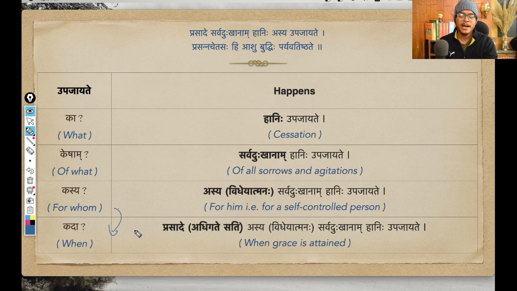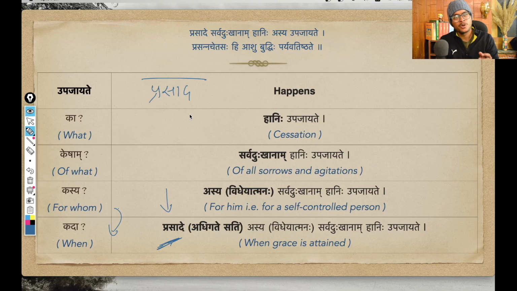Okay, so I hope all these words are also clear. And now moving ahead, I can ask this question: asya sarva dukkhanam hanihi upajayate, that cessation happens, but kada hanihi upajayate, when does such cessation of all the sorrows happen? Okay, and again drawing from the previous shloka only, Krishna says prasade asya sarva dukkhanam hanihi upajayate. So we already saw this word prasada in the previous shloka. Prasada meant serenity of mind, tranquility of mind, the purity. Or basically prasada means divine grace.